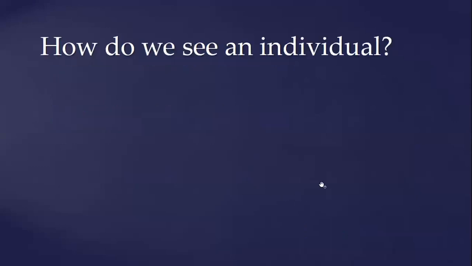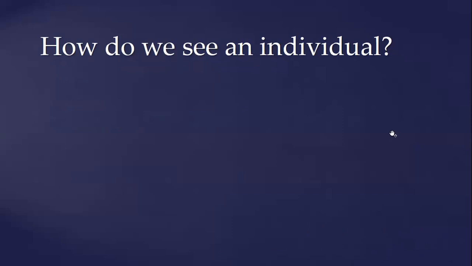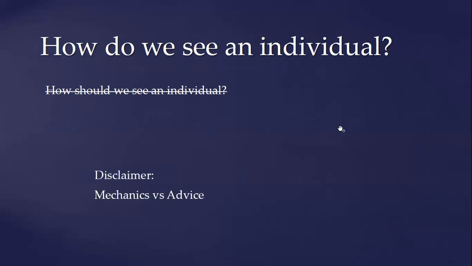So the question is, how do we see individuals? It's the first question for the first concept, our perception of others. Now you'll notice that I'm not asking how should we see individuals, right? Because I'm not going to give advice, how we should be seeing people, but how do we see people, right? And maybe we can get a better picture of them if we understand that. And really, like I said, this isn't going to be a blast. This is going to be a mechanics video. How do we see them? Not how should we, not advice.